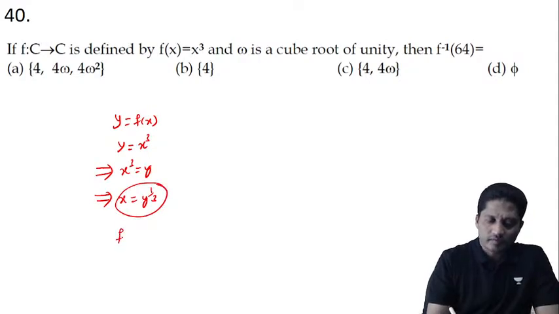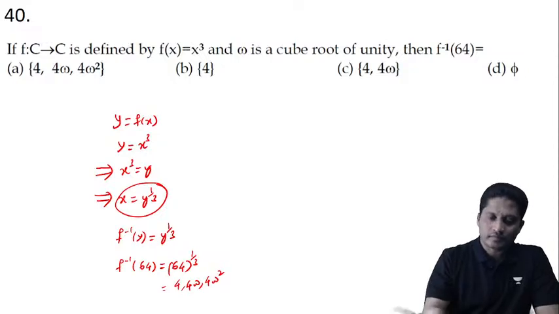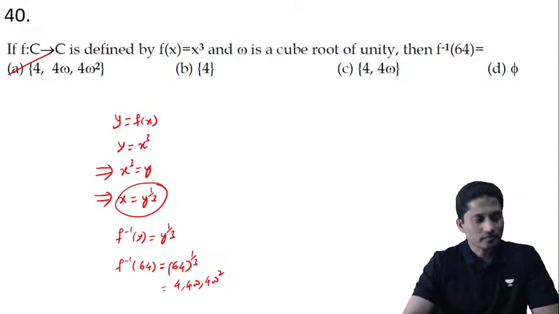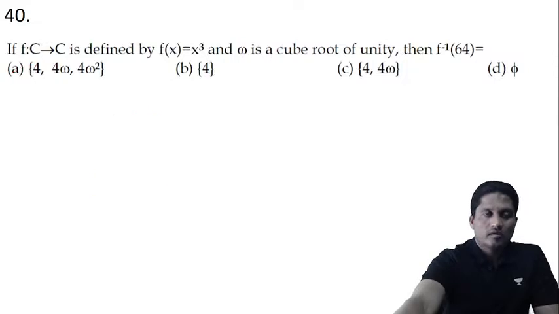Alright, now f inverse of y is equal to y to the power of 1 by 3. Now cube roots of 64. F inverse of 64 is equal to cube roots of 64. Cube roots of 64 is 4, 4 omega and 4 omega square. Answer is option A. Alright, let's move to the next question.